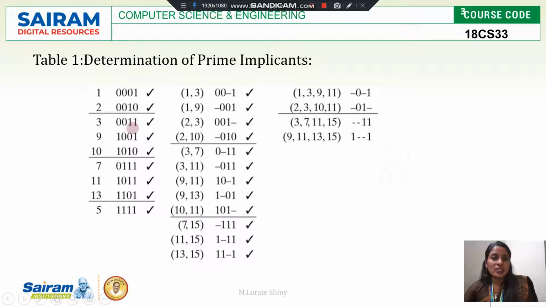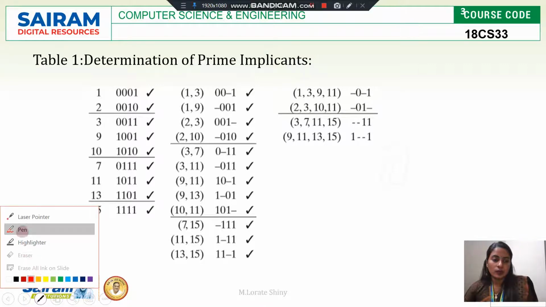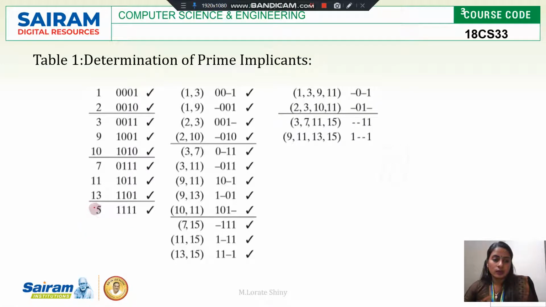Next, where there are 2 ones, those minterms should be written. So 3, 9, 10 have 2 ones. Next 3 ones: 7, 11, 13 are having 3 ones. The last, you have to write all 4 ones. So all 4 ones is 15. Okay. This is stage 1.